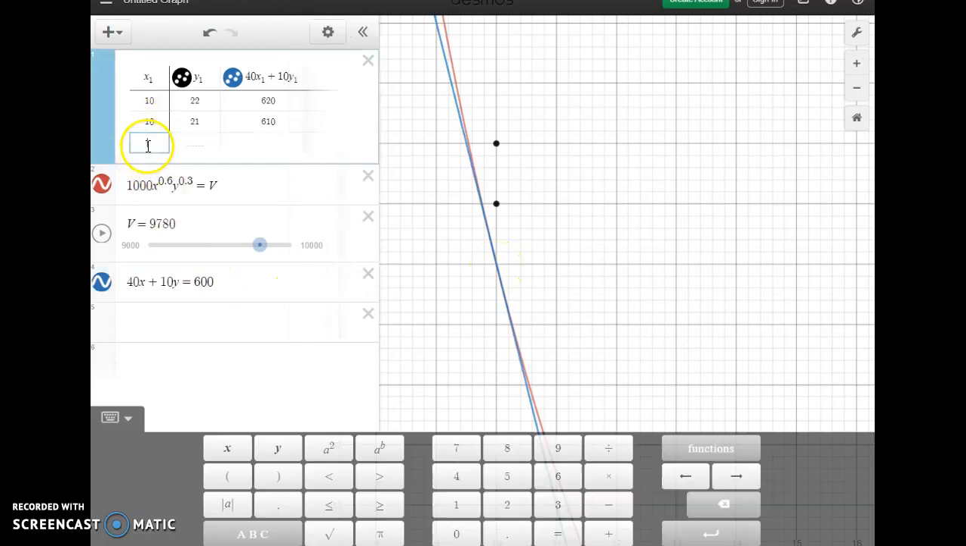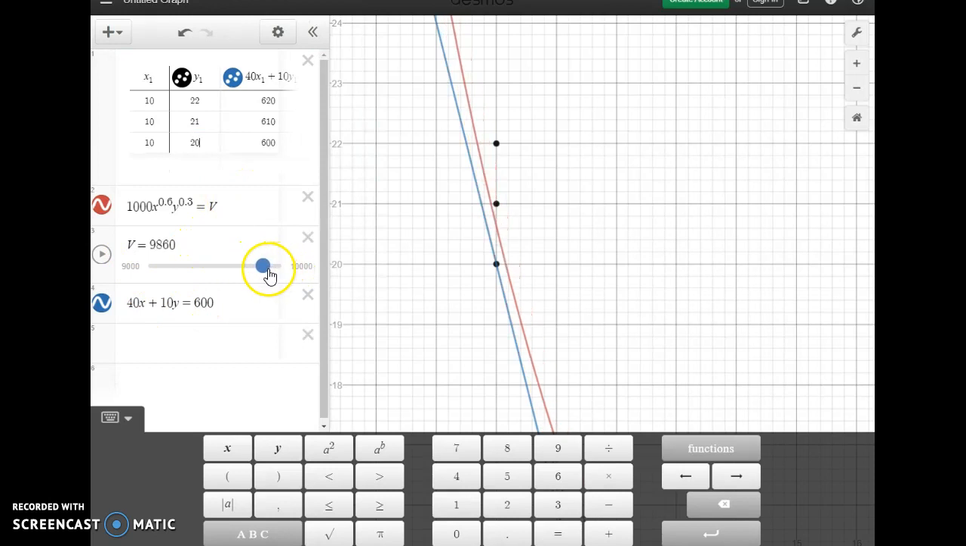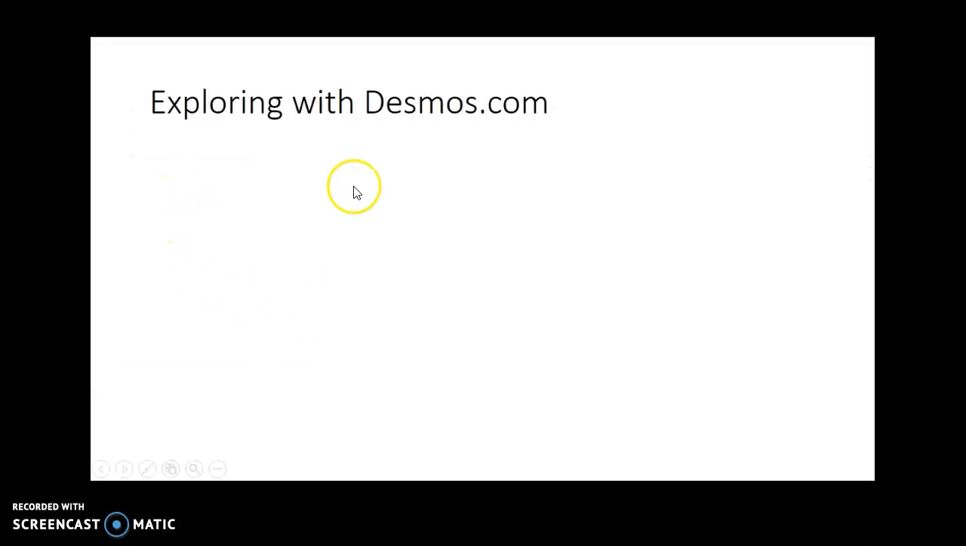If I have 10 doctors and 20 nurses, I'm at my budget of $600,000, and I've been able to maximize the number of patients. Any more than that, and suddenly I'm requiring a larger budget than I have. So this is the idea of constrained optimization: I want to find the biggest possible output that I could get, provided that I meet my budgetary constraint.